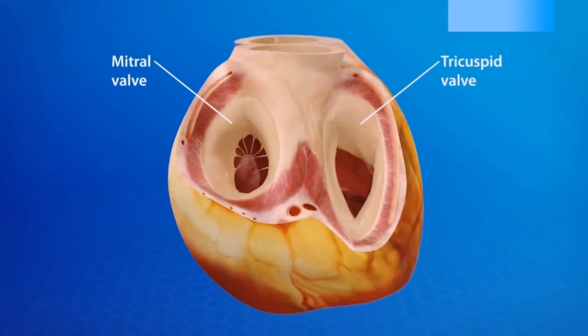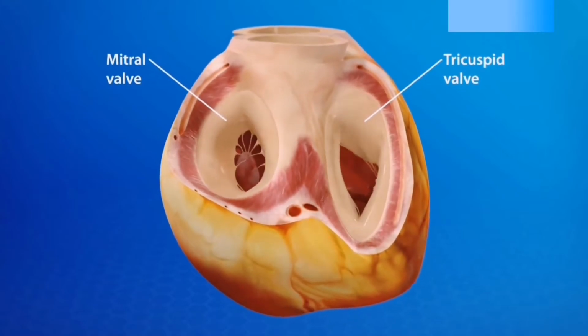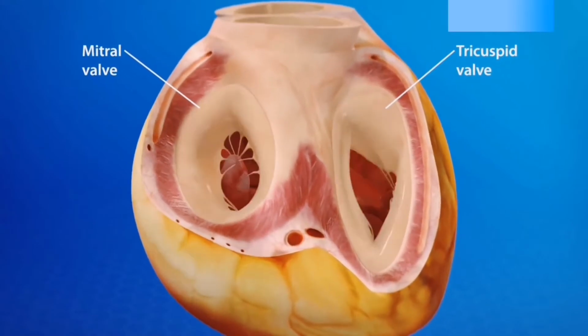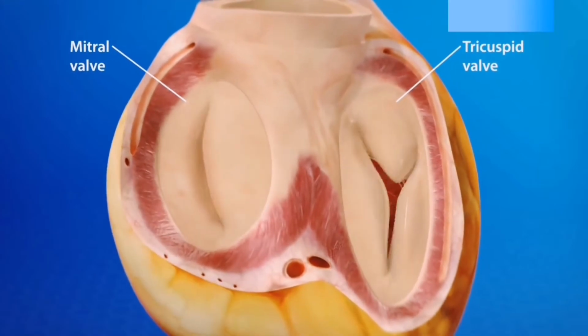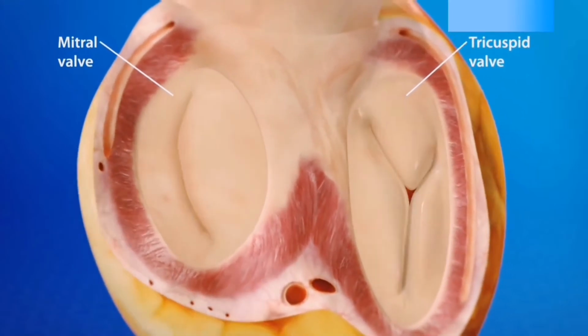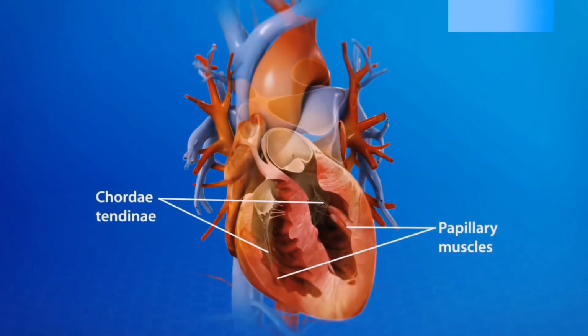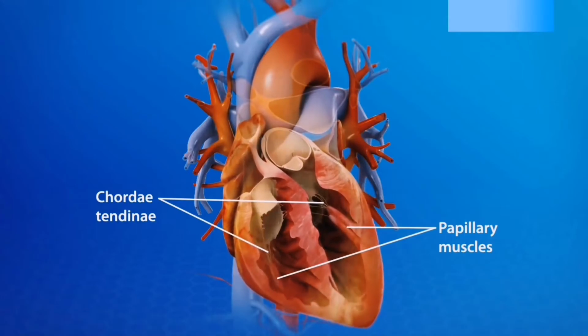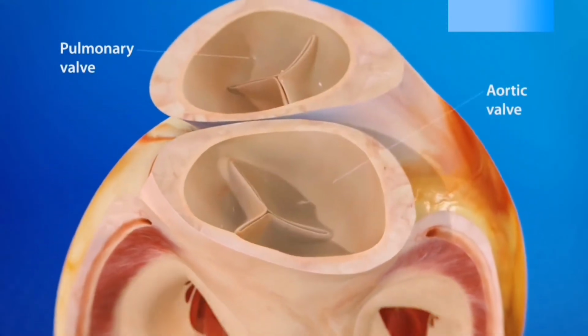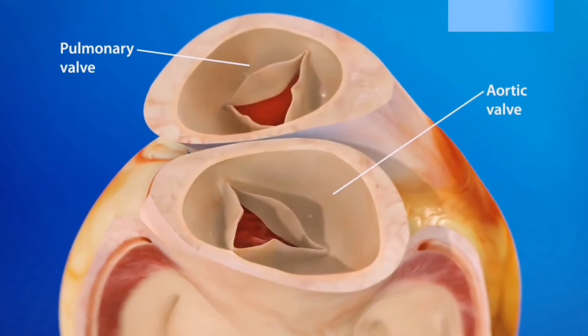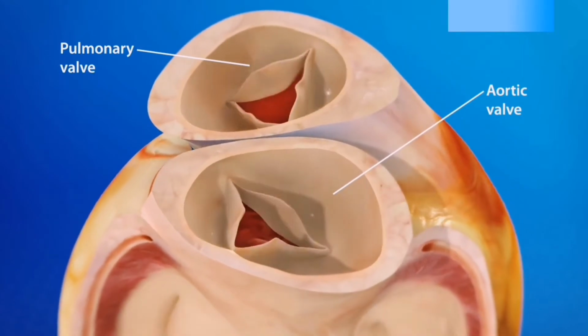The tricuspid and mitral valves are called the atrioventricular valves. The tricuspid valve has three flaps called cusps or leaflets, and the mitral valve has two. These valves are connected to the papillary muscles of the heart by thin tendon-like strings called chordae tendineae. The pulmonary valve and the aortic valve are called the semilunar valves. They normally have three flaps.